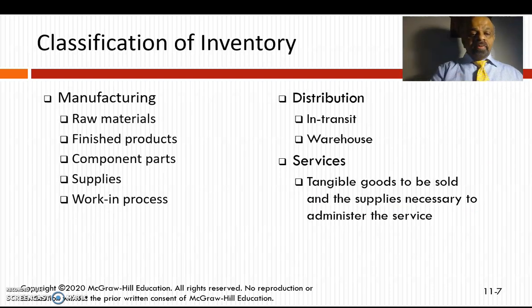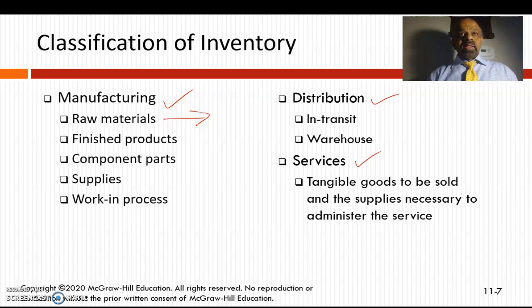Classification wise, you have manufacturing, you have distribution, and you have services. In manufacturing, you have inventory like raw materials. These are the supplies that you get to make or assemble your parts. The finished parts are the products that you complete so that you can sell them. The component parts are parts that are used in the finished products later on if something goes wrong. Say, for instance, you buy a car, that's a finished product. But you want to buy tires, that is a component part.